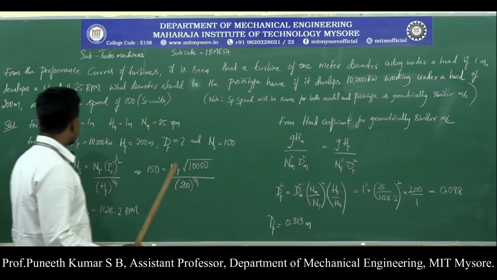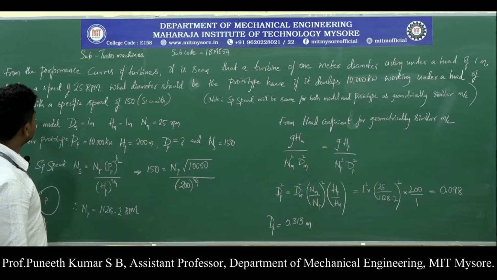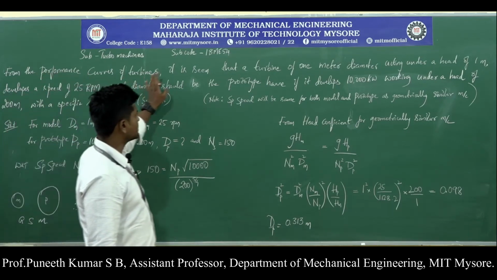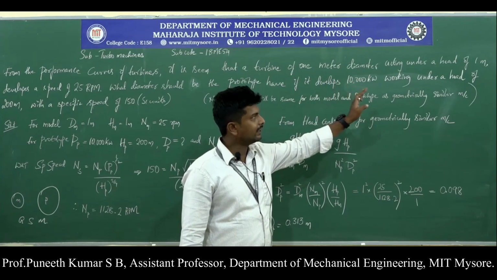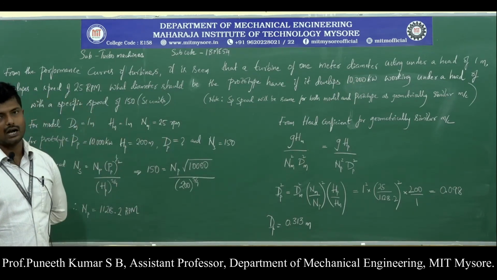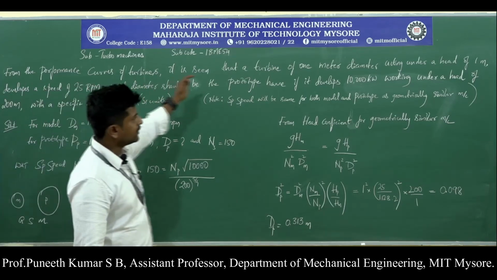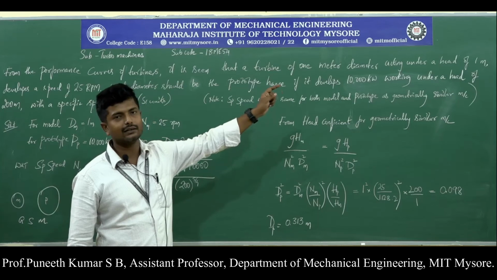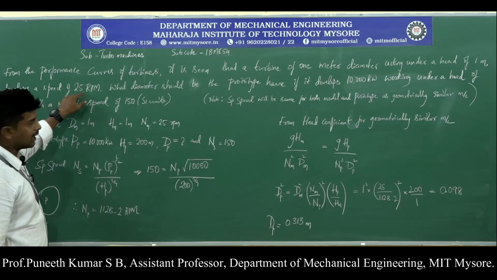Okay. First I will write down the data, so for that reason I should read out the problem once. From the performance curves of turbines, it is seen that a turbine of 1 meter diameter acting under a head of 1 meter develops a speed of 25 rpm. So there is a miniature version where the turbine has a diameter of 1 meter and acts under a head of 1 meter, running at a speed of 25 rpm.